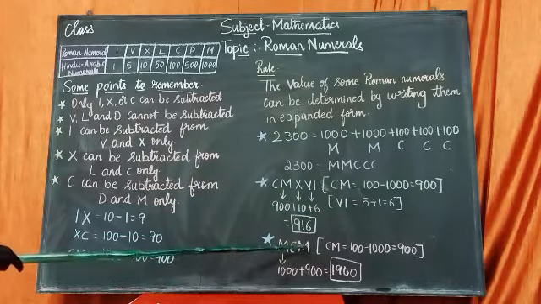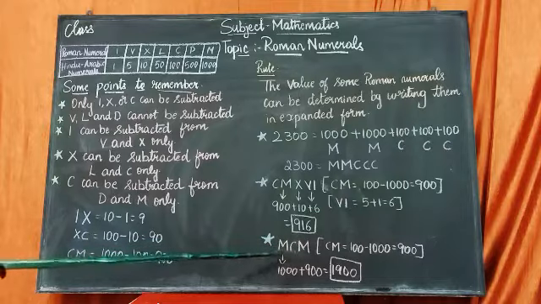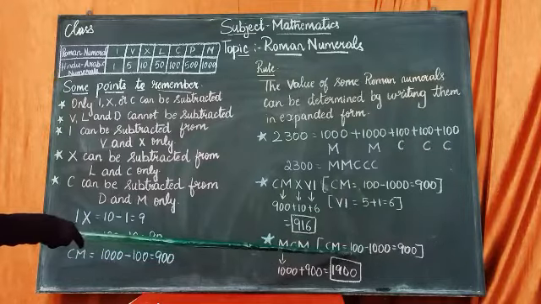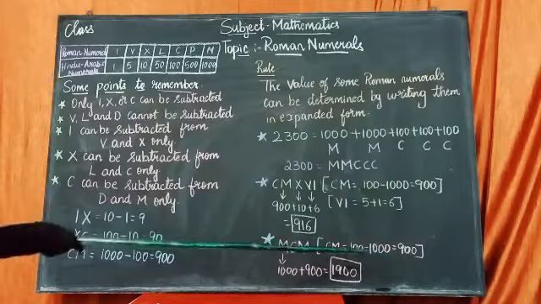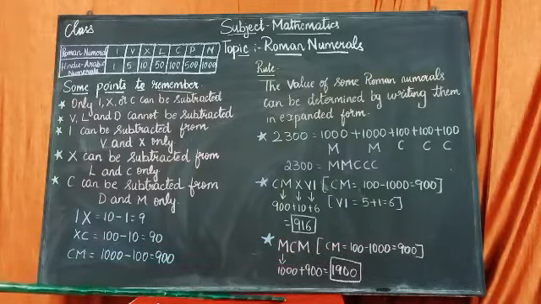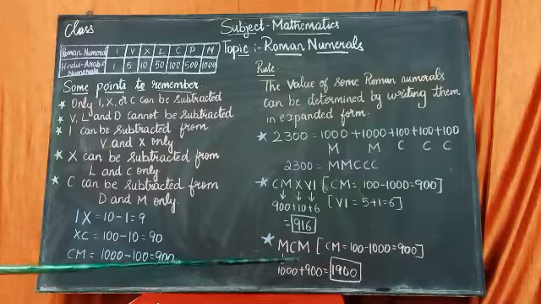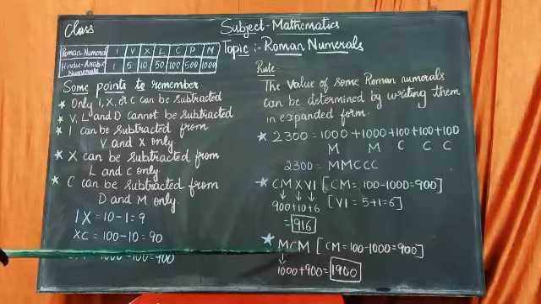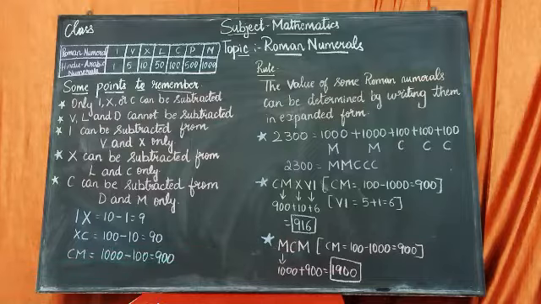Here it is CM on the left side. So I should minus, that is 1000 minus 100 gives you 900. So we got the number 1900. In Roman numerals it is MCM. So please do the exercises given in the textbook. Jazakallahu khair.